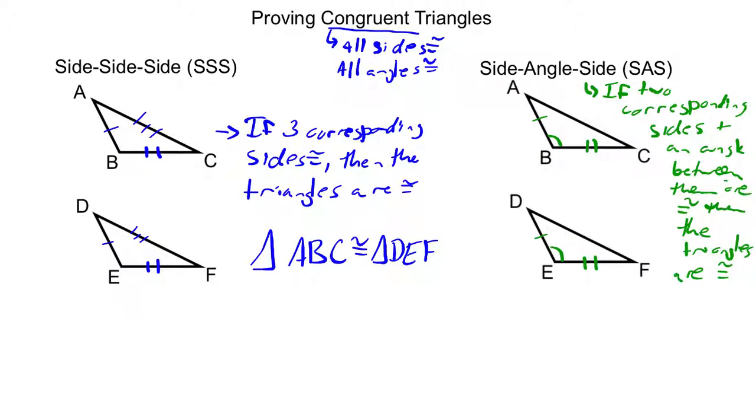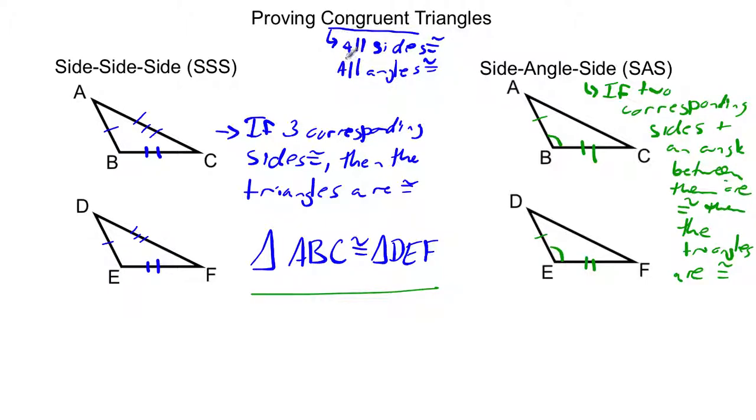So if I say AC is congruent to DF and AB is congruent to DE, and I have angle B is congruent to angle E, notice this is side-side-angle. That's not what this is saying. It has to be in this same order. It must go side, angle, side. And again, we get the same conclusion that triangle ABC is congruent to triangle DEF.